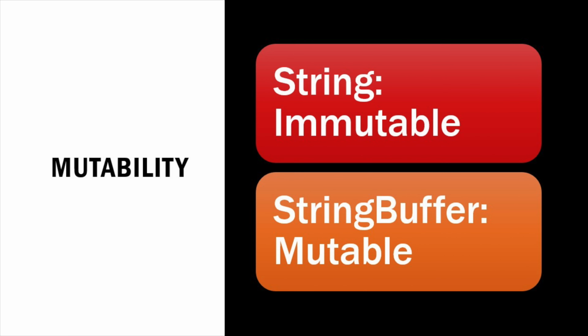Strings in Java are immutable, which means once you create a string object, you can't change its contents. Any operation that seems to modify a string actually creates a new string object. On the other hand, StringBuffer is mutable. You can change its contents without creating a new object each time. This difference in mutability leads to performance implications.